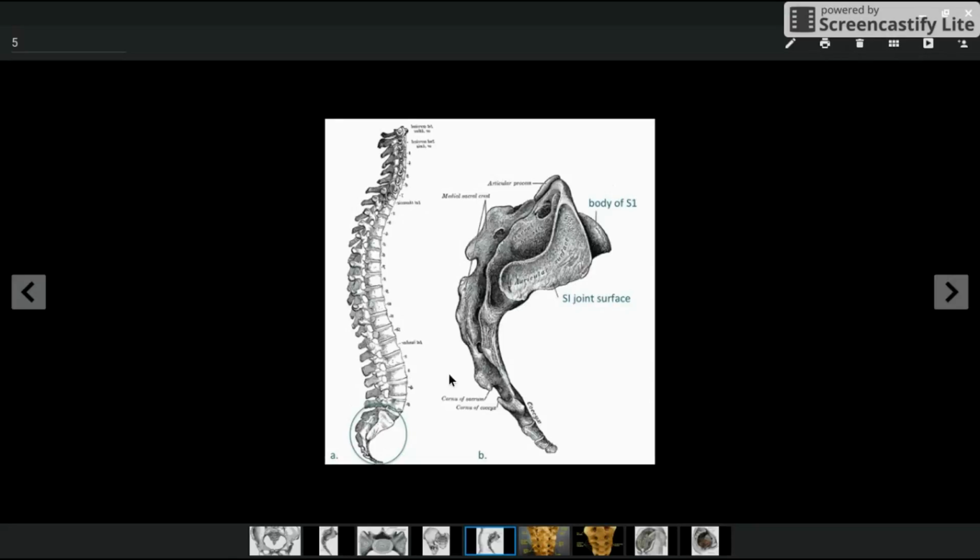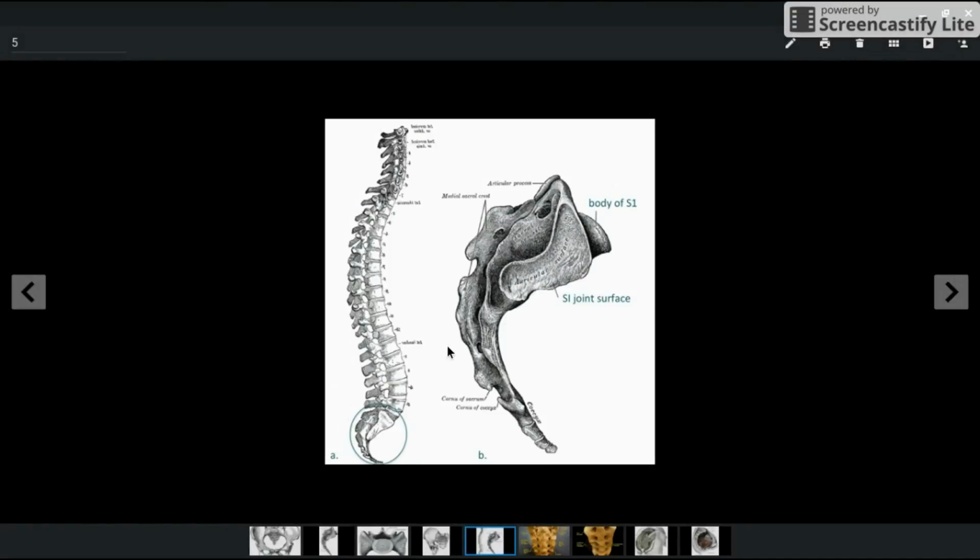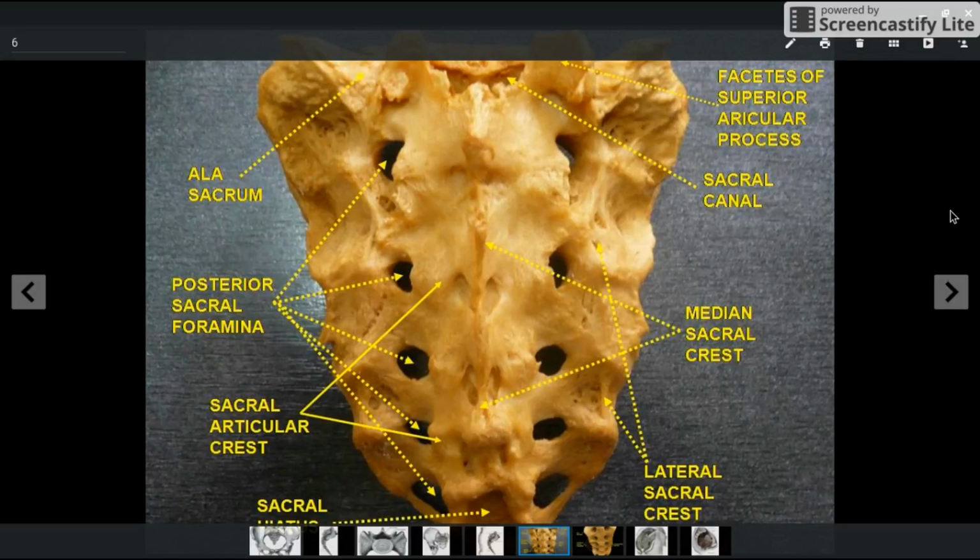But it all kind of, in some ways, begins with this curve of the sacrum, which in an adult is stable and doesn't change. This is a real bone.